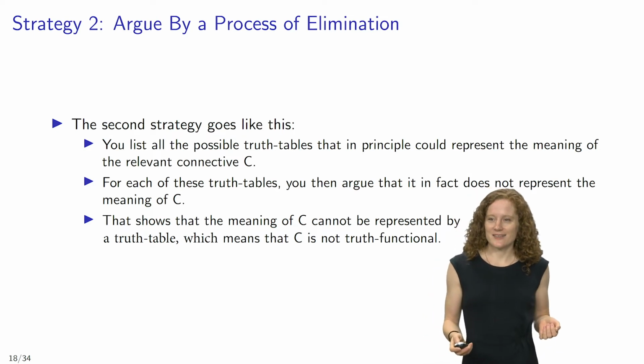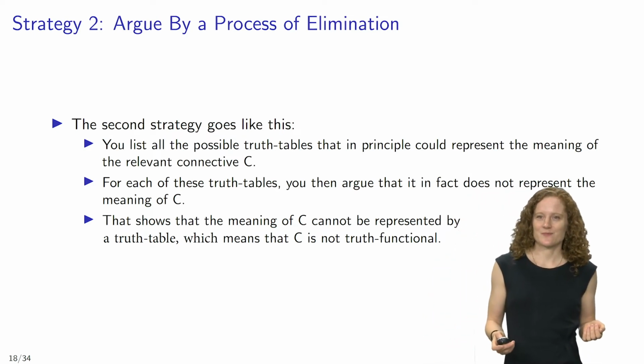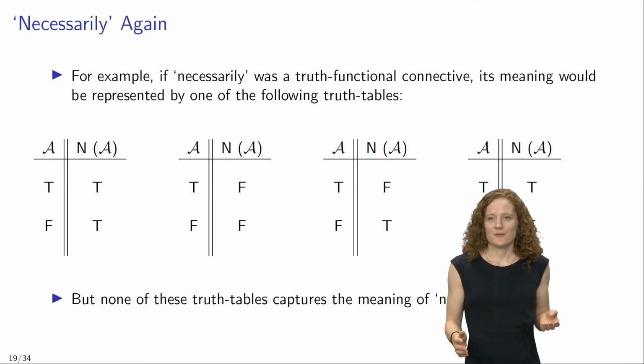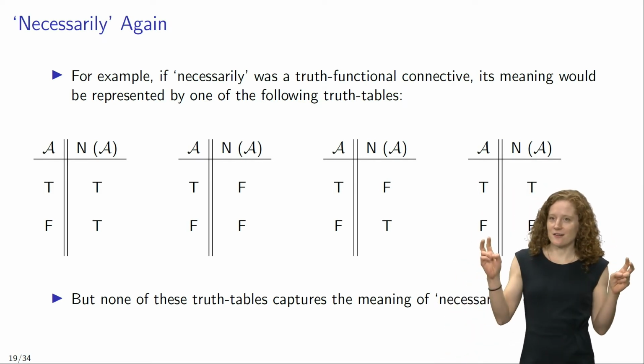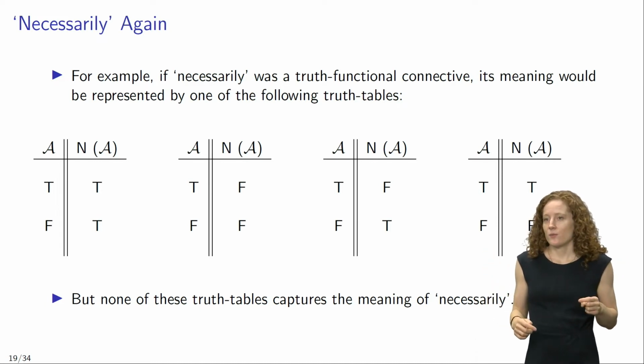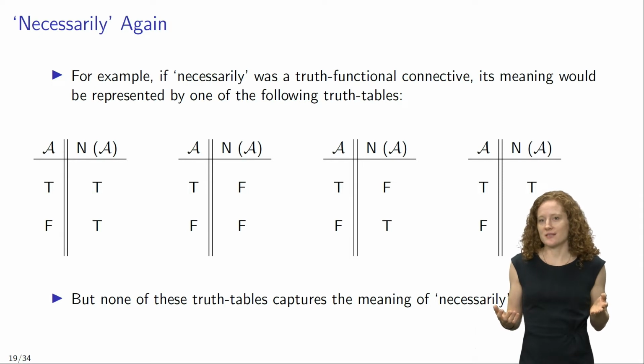Let's again look at an example to see how this works. So for example, if "necessarily" was a truth functional connective, we would have to be able to represent its meaning by one of these four truth tables.